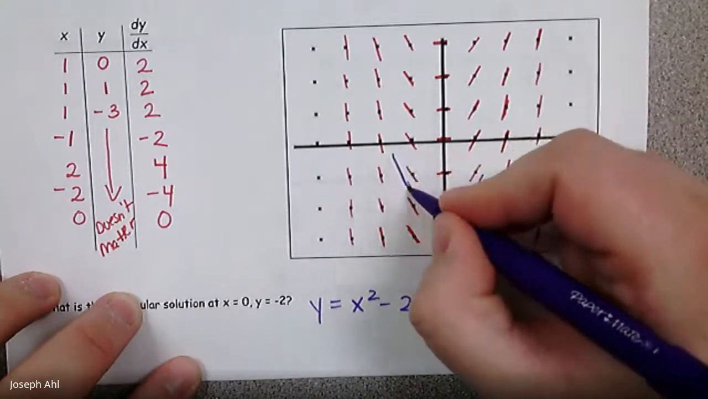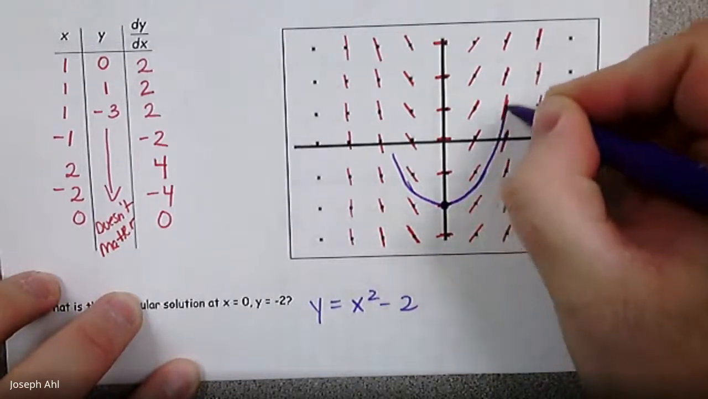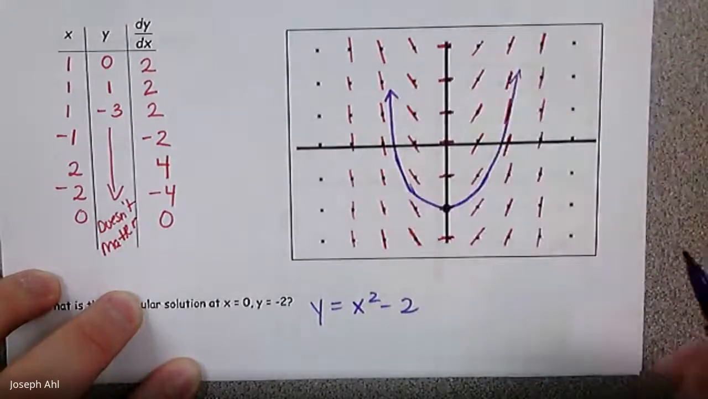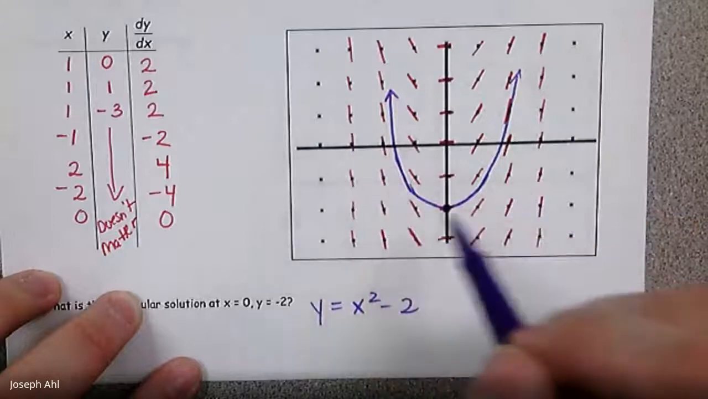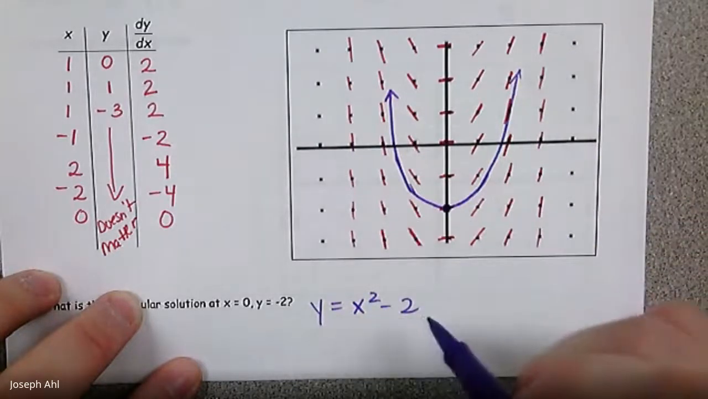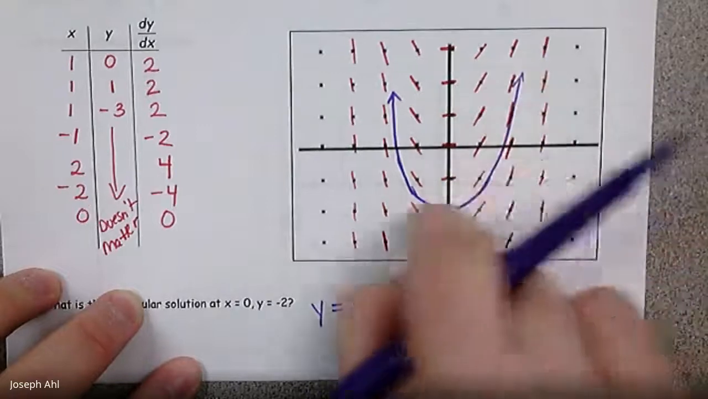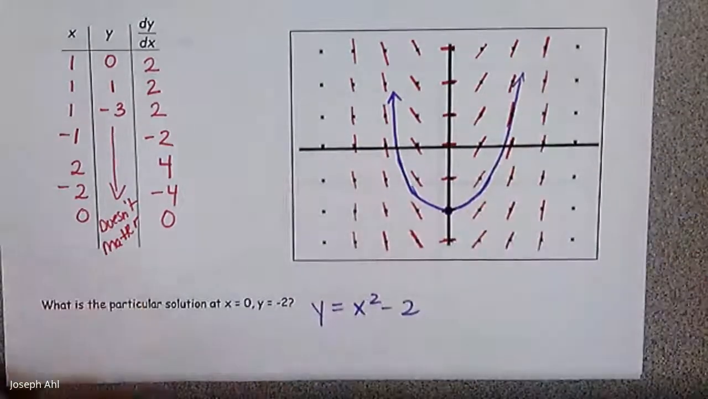So we're going to get a graph that looks something like that. And these are just sketches, right? It doesn't have to be anything super perfect here, but we want to try and fit a parabola in there, the parabola y equals x squared minus 2, such that we're following those slope patterns as we go to x equals 1, -1, 2, -2, and so on and so forth.